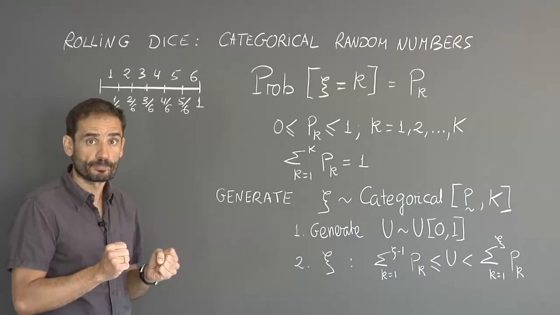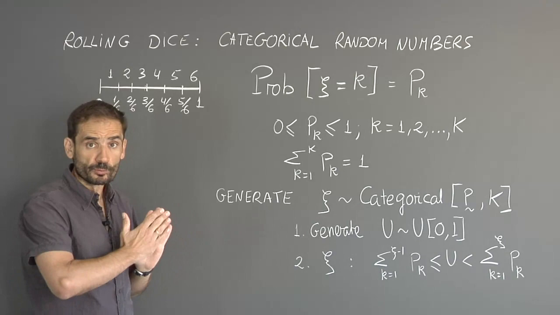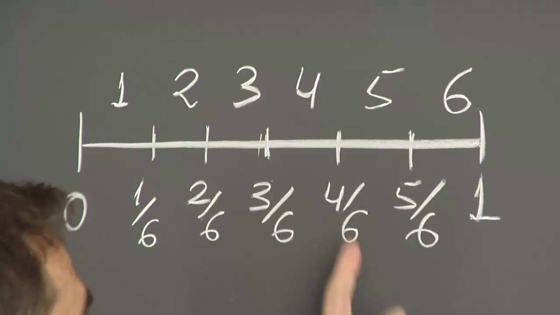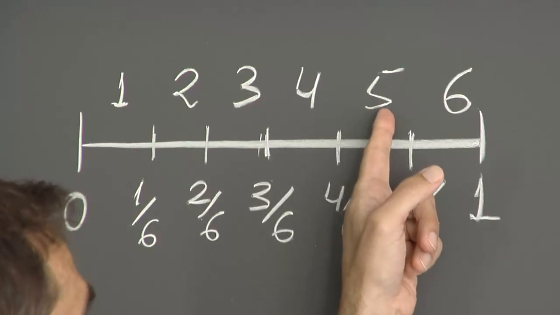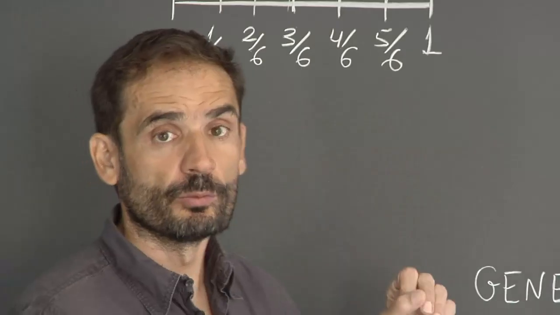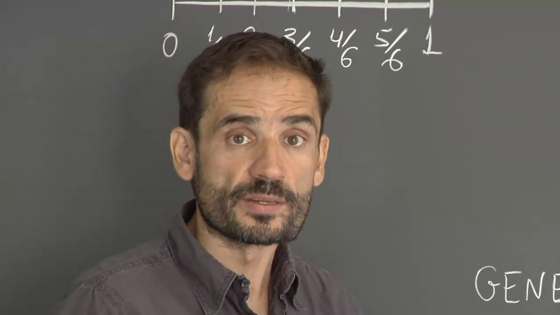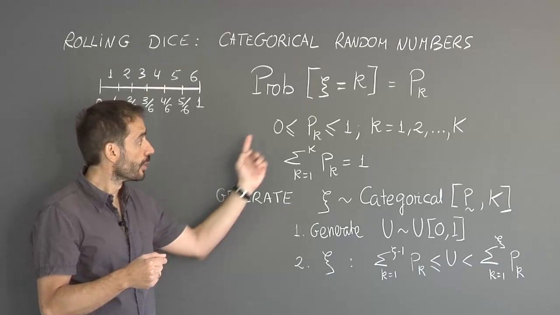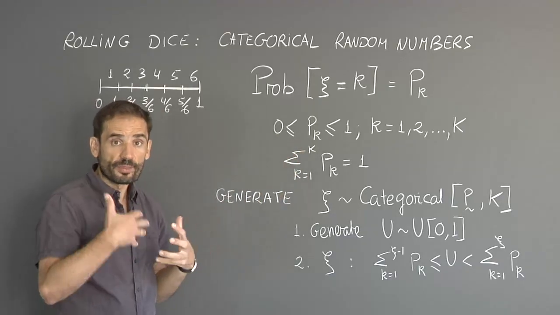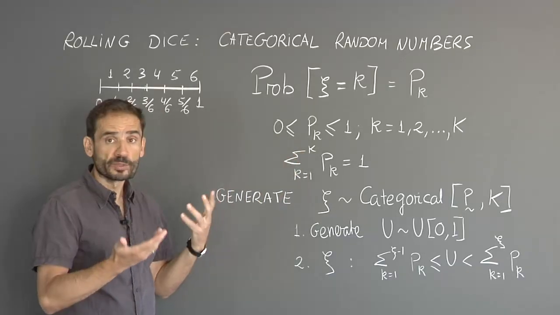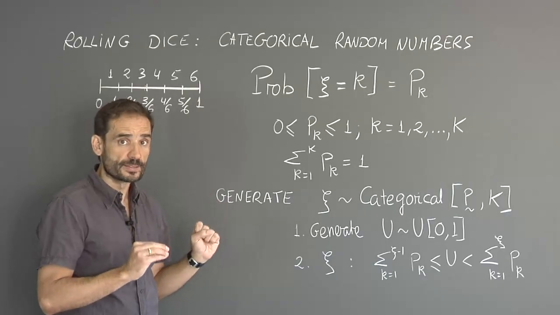of a die. We're going to sample uniformly between 0 and 1. And for instance, if the sample falls here, we would get a 5. And if it falls here, we would get a 2. Since the length of the subinterval is equal to the probability of that particular value, that will give us categorical random numbers with the specified probabilities.